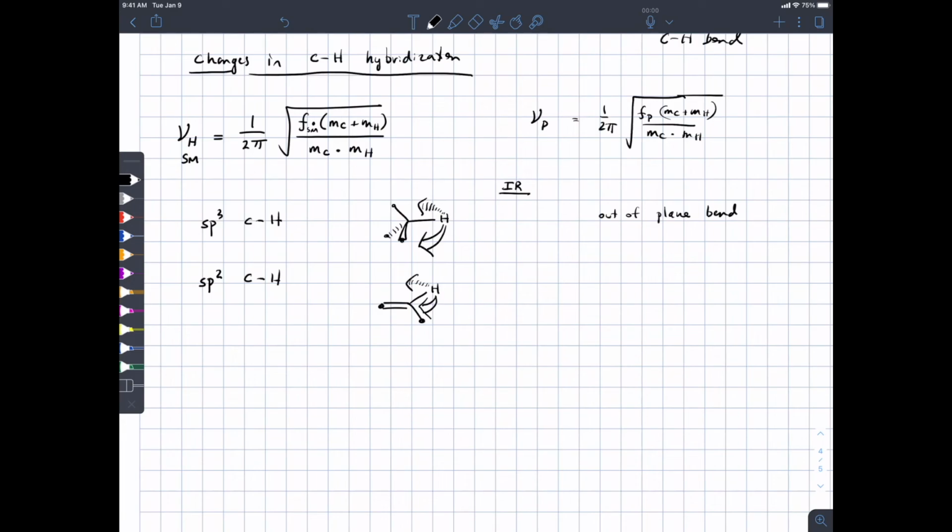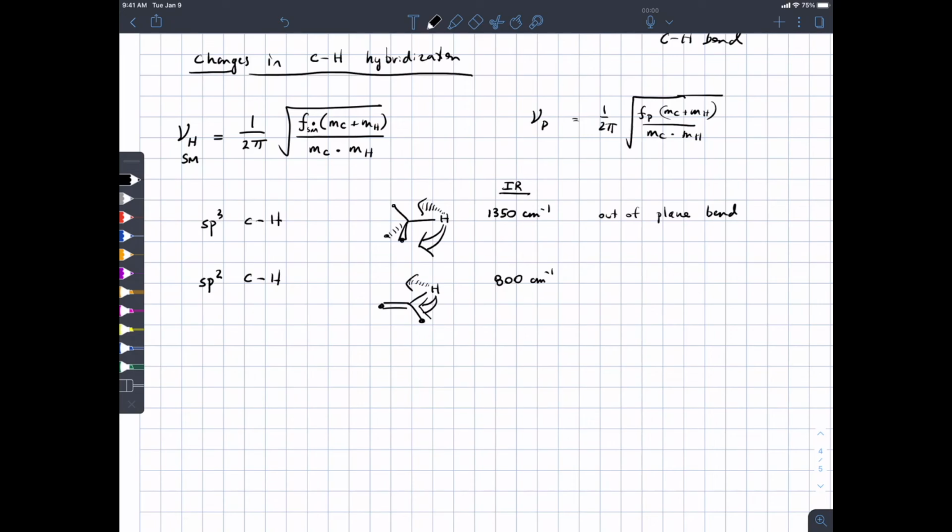For an sp3 hybridized carbon-hydrogen bond, this out-of-plane bending shows up at about 1350 wave number. Wave number is a way to express wavelength that is proportional to frequency, so higher numbers mean higher energy. However, for the sp2 hybridized carbon-hydrogen bond, it's a much lower frequency vibration, and therefore a much lower energy vibration.